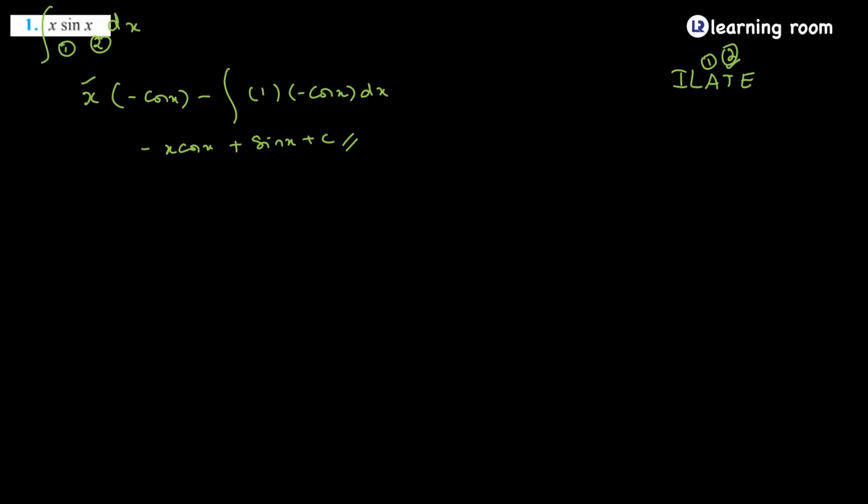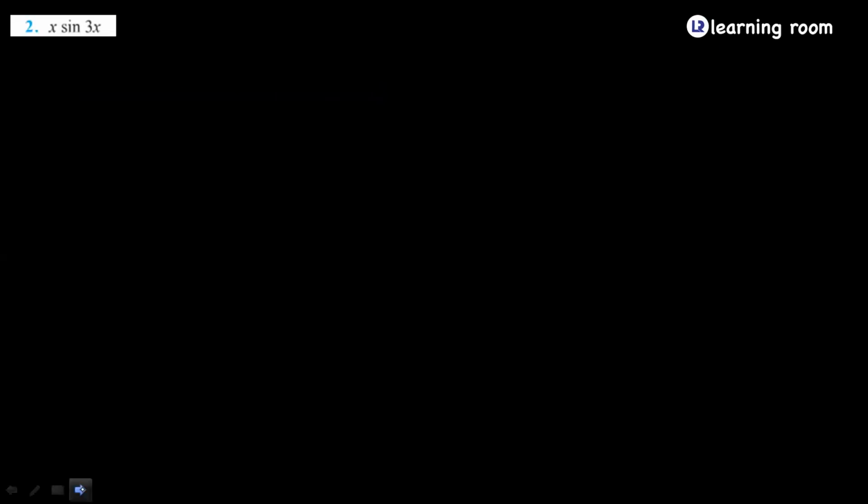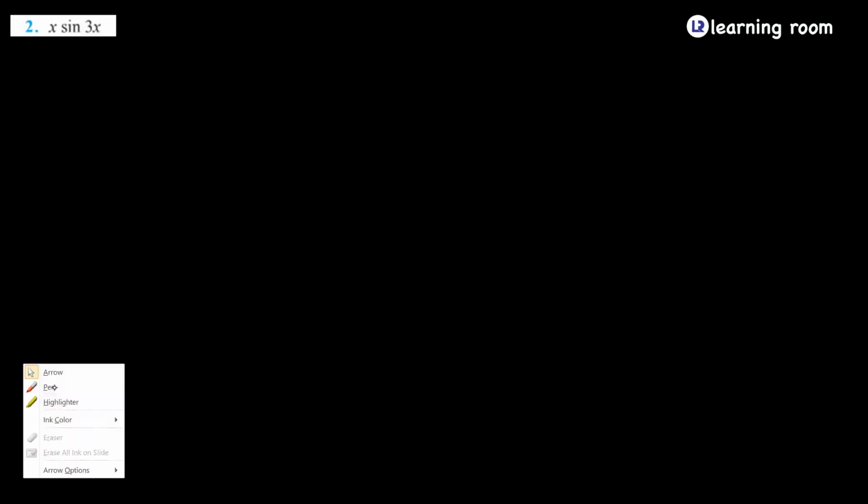Shall I proceed? Guys, these are all simple problems, right? So integral of x sin 3x dx, right? So what is going to be the first function? Algebraic, and the second is going to be trigonometric times dx. So what is the answer?